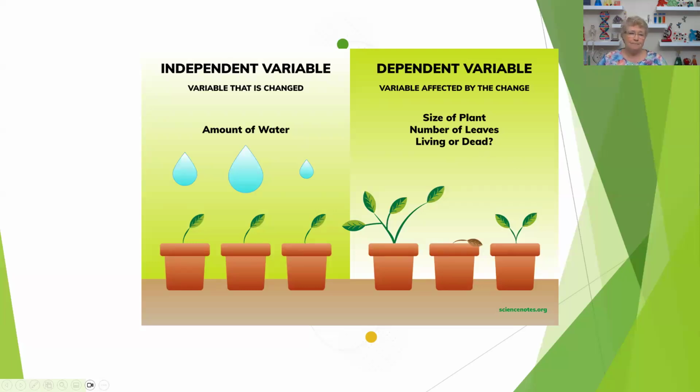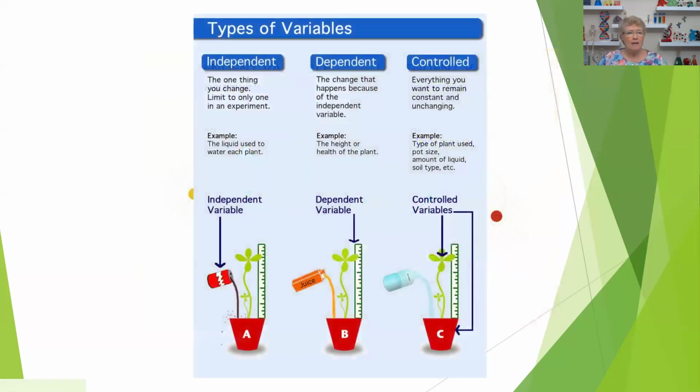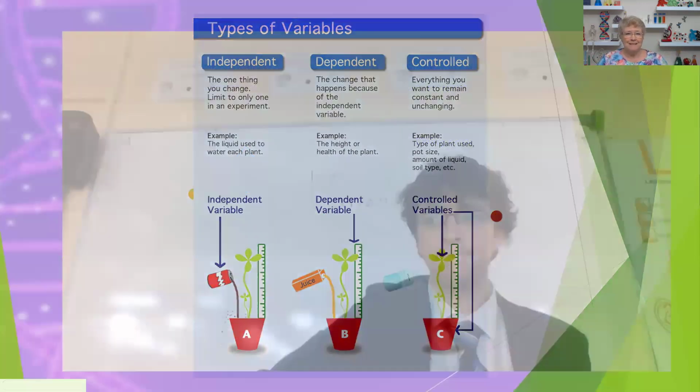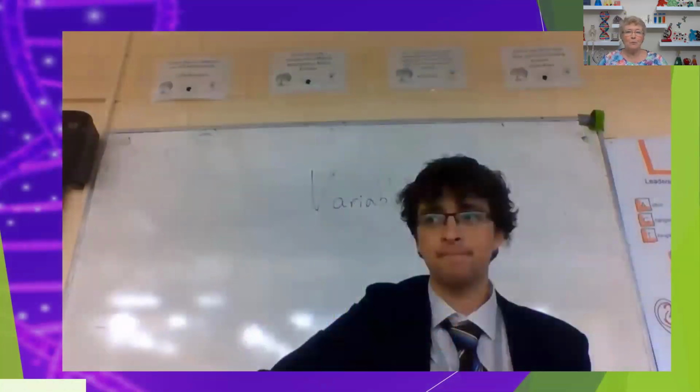Here they are again, the three kinds of variables. Independent variable is the thing you change. The dependent variable is the thing that you measure, like the height of the plant, the health of the plant. Everything else is controlled in a controlled experiment, because in a controlled experiment, we limit it to only one variable. All right, here's the song. This hopefully will help you to remember.